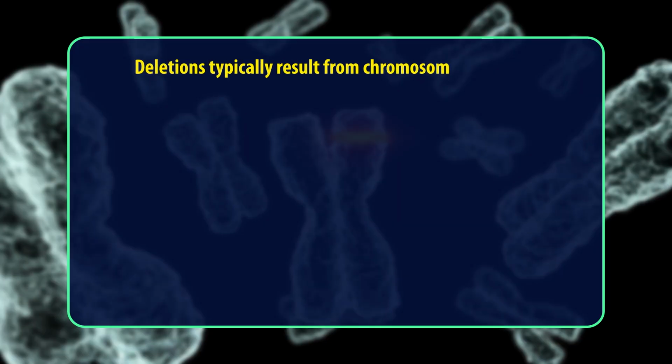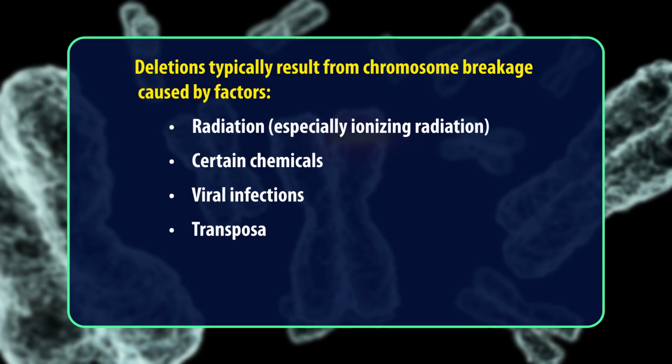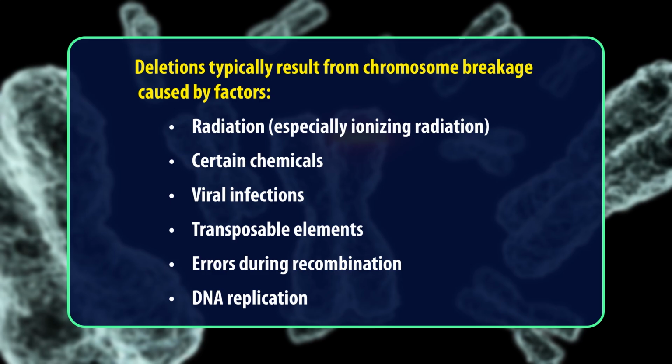Deletions typically result from chromosome breakage caused by factors such as radiation, certain chemicals, viral infections, transposable elements, or errors during recombination or DNA replication. So these chromosome segments that lag during anaphase or are incorrectly repaired can be digested by nucleases, leading to permanent loss. There are two major types of deletions.